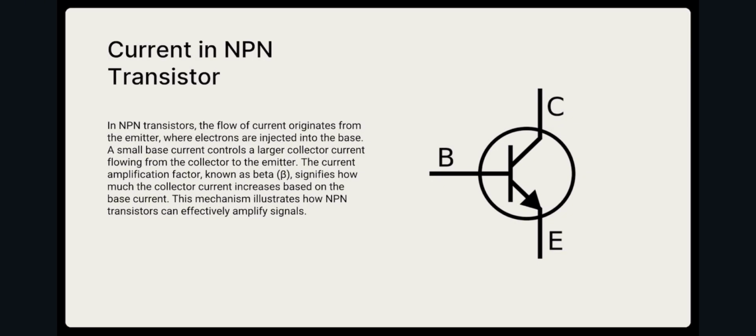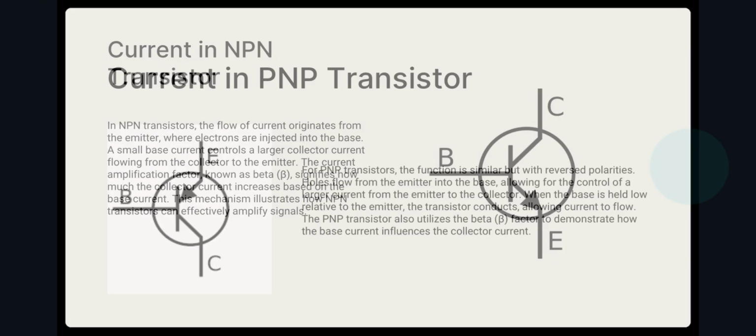2. Current flow. Current in NPN transistor. In NPN transistor, the flow of current originates from the emitter, where electrons are injected into the base. A small base current controls a larger collector current flowing from the collector to the emitter. The current amplification factor, known as beta, signifies how much the collector current increases based on the base current. This mechanism illustrates how NPN transistor can effectively amplify signal.